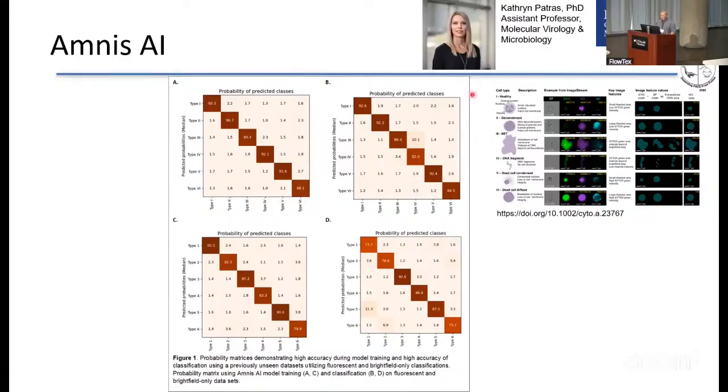Then we used the Brightfield data, which you can see in matrix B and D, B being the training set, and then D being the classification of an unknown data set. It had a little bit of a harder time classifying the unknown data set, just like I mentioned, because you have some morphologies that are phenotypically similar, and if you don't have the DNA staining, the software has a hard time deciding which cells go where. So we're in the 70-ish, 80-ish% probability range, which is not bad. Still could use some work, but I think it's definitely a possibility to use Amnis AI to classify Brightfield only.